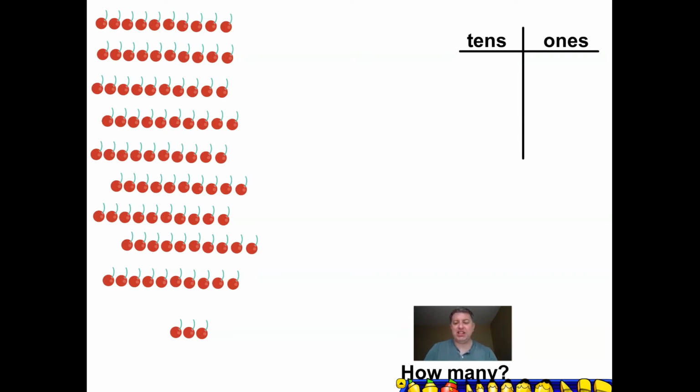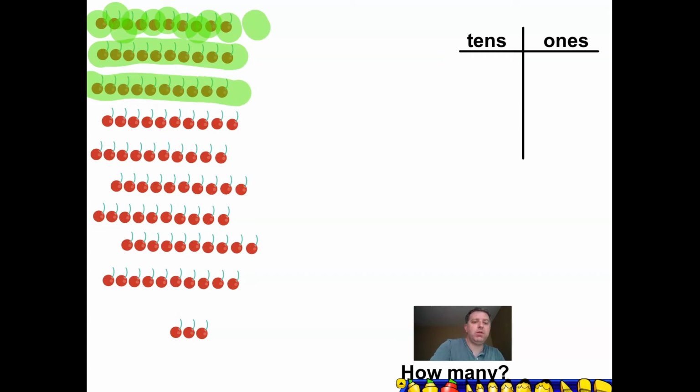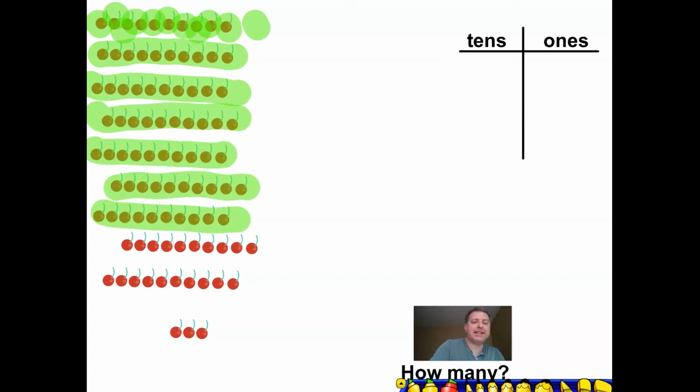I'm going to bet that each row of these cherries is 10. 1, 2, 3, 4, 5, 6, 7, 8, 9, 10. I'm right. Each row is 10. So I'm going to count up the 10s first. You ready? We counted 1. Here's 2, 3, 4, 5, 6, 7, 8, 9. 9 tens.